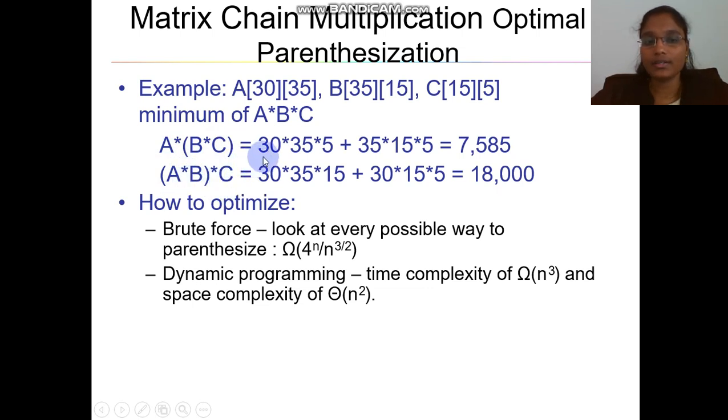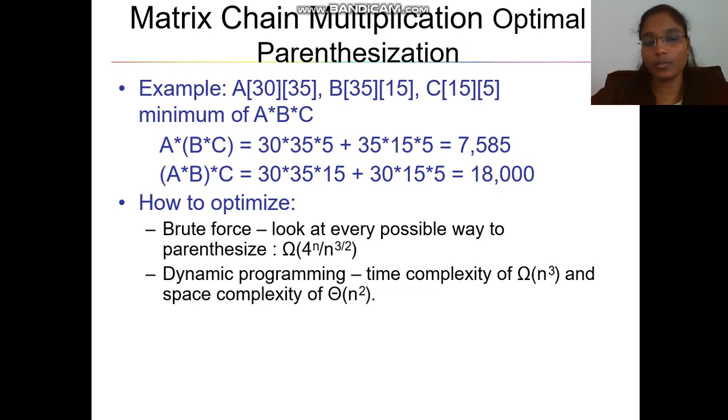But when we do it with B and C first, and then multiply with A, it gives you 7585 scalar multiplications. Whereas if you parenthesize like this, first A into B and then into C, that will give you 18,000 scalar multiplications. So in this way we can understand how much impact the parenthesization has, depending on whether we do it properly or not.